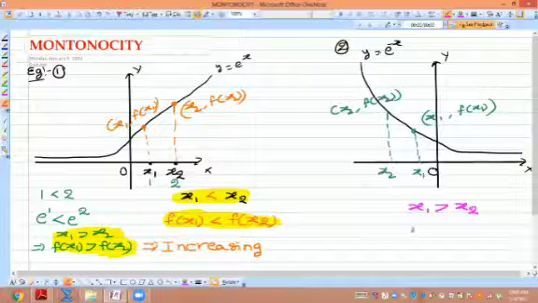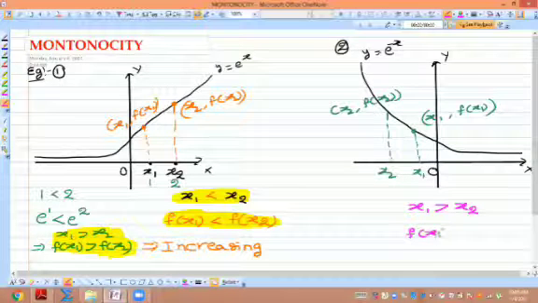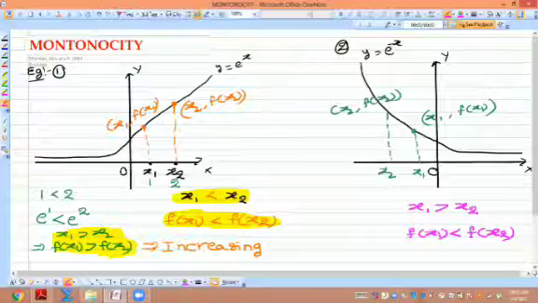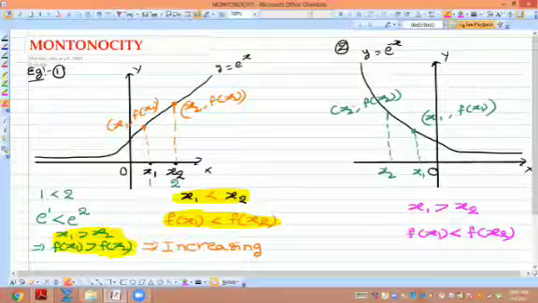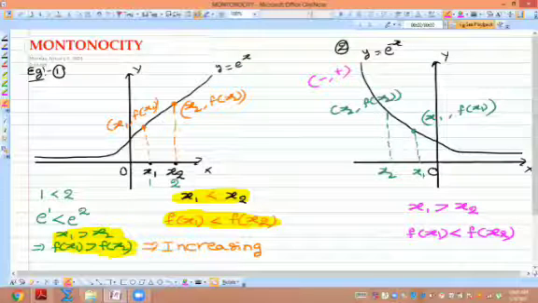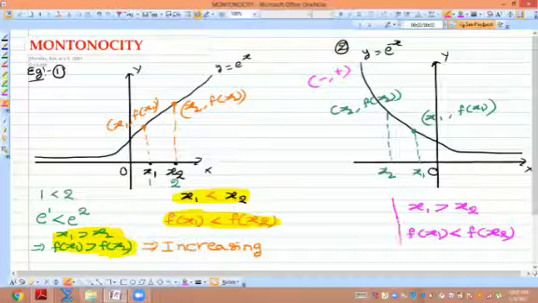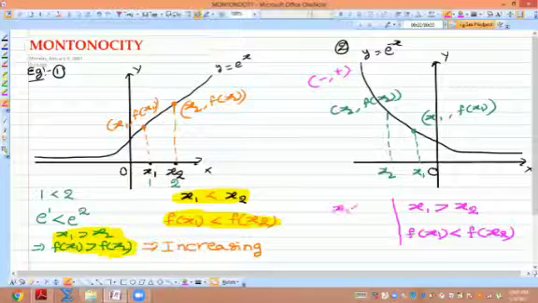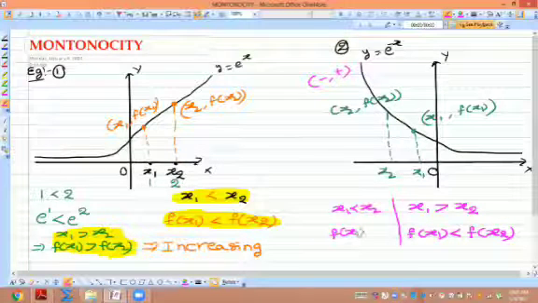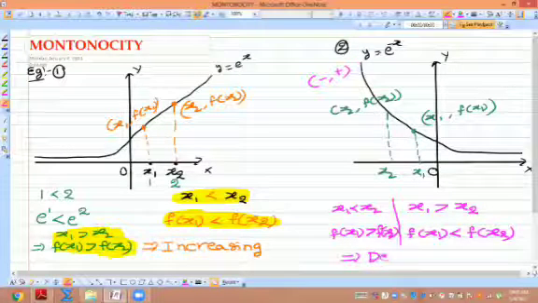And what is the relation between f of x1 and f of x2? F of x1 is less than f of x2, because what is the second quadrant? Minus plus, na? Or else, can we say like this: if x1 is less than x2, what is f of x1 value? Greater than f of x2, isn't it? So this is decreasing.